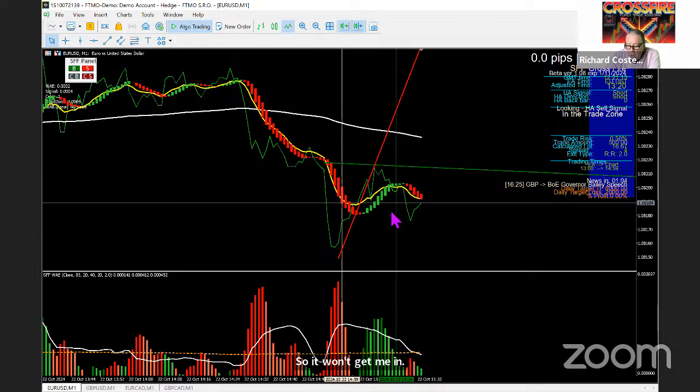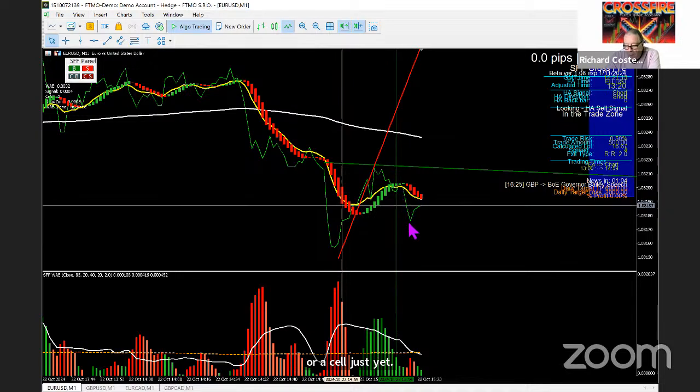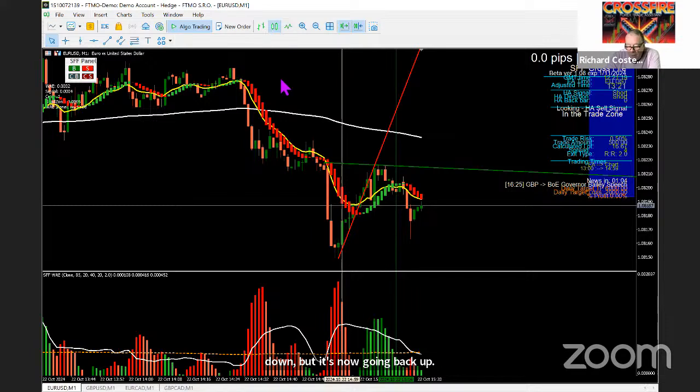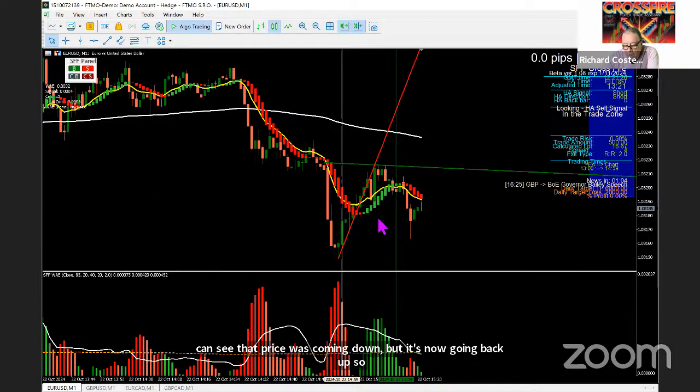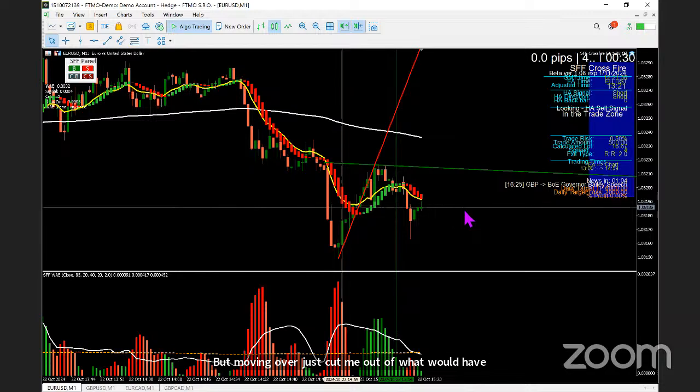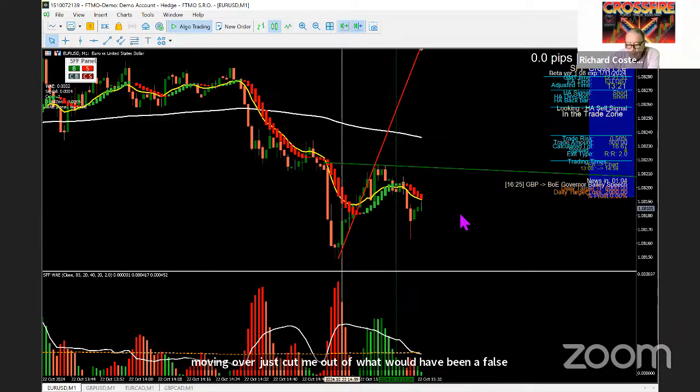And actually, I'm quite pleased because price has come down, but it's now going back up. If I put the candles on there, you can see that price was coming down, but it's now going back up. So that moving average has kept me out of what would have been a false selling situation. And that's on 1 minute.